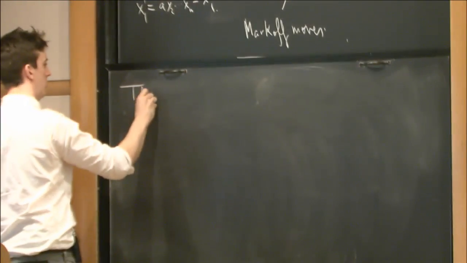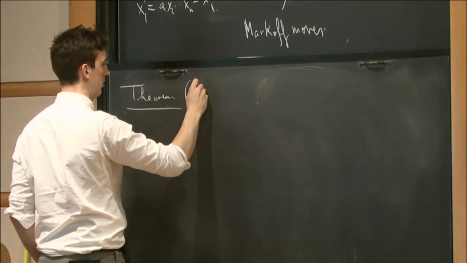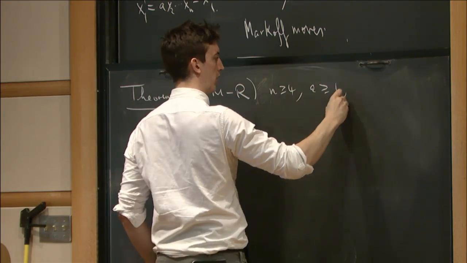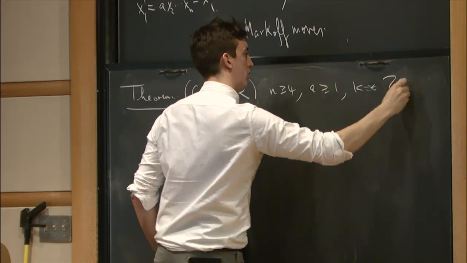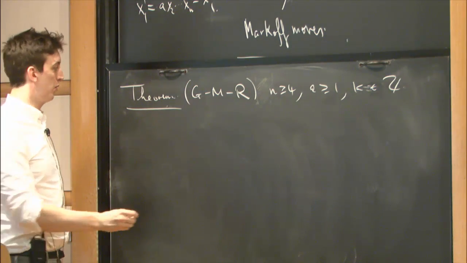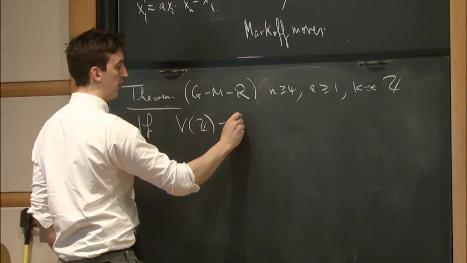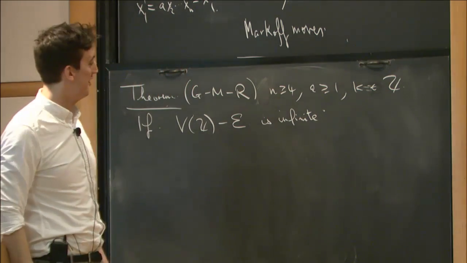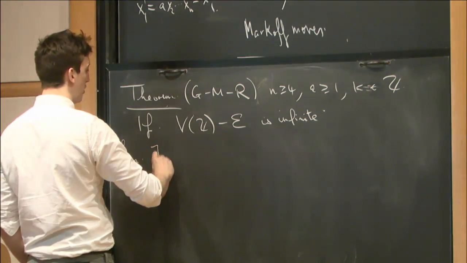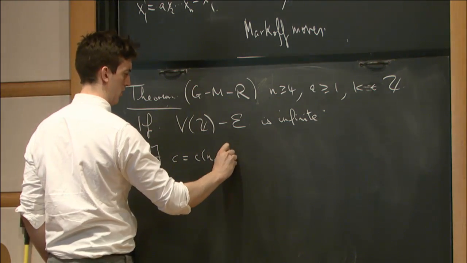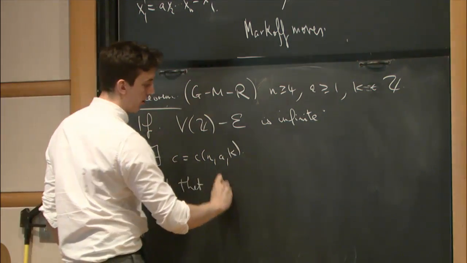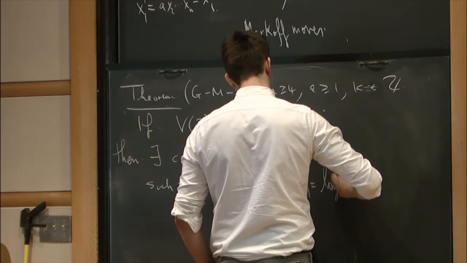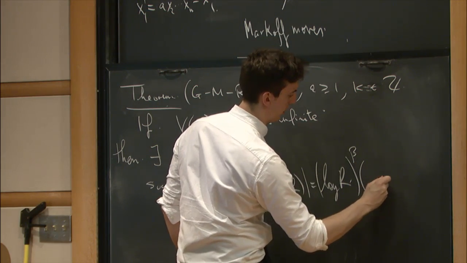Okay, so the main theorem today is: we prove a true asymptotic formula. So when n is at least 4, a is at least 1, and k is in Z. There is an important assumption in the theorem. If V of Z minus the exceptional solutions is infinite, which is a subtle question for general k, then there is some constant depending on n, a, and k such that the size of this intersection has an asymptotic formula. Let me write it like this: c plus small o of 1.